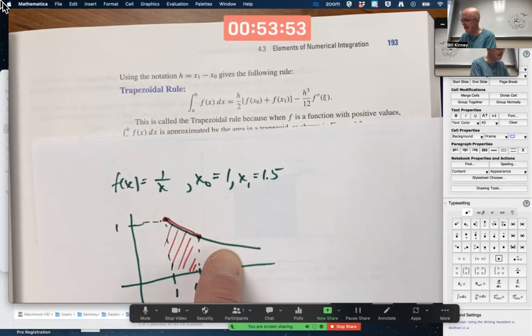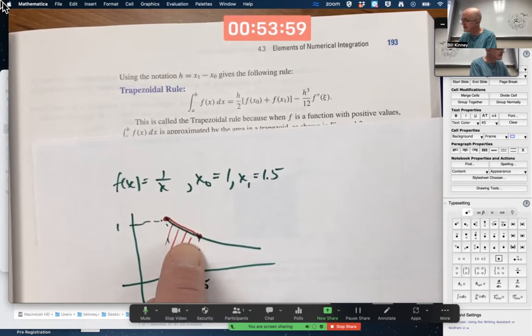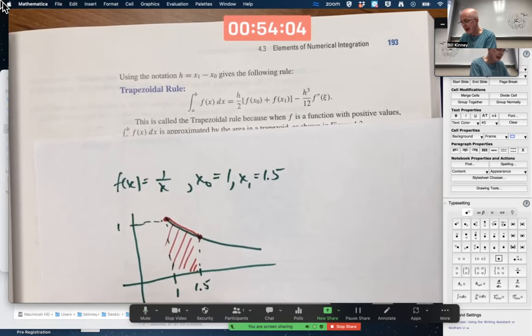Does that make sense? Error is actual value minus approximate value. The actual value is the area under the green curve. You can see visually it is smaller than the approximate value, which is the shaded red area. Actual minus approximate is going to be negative.